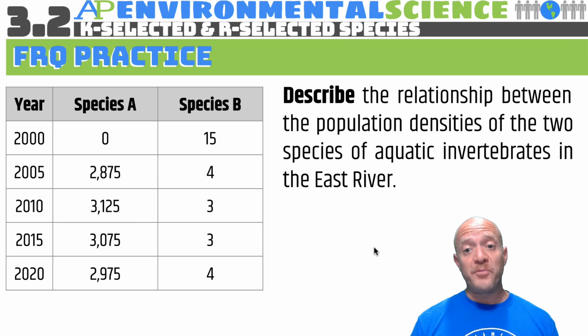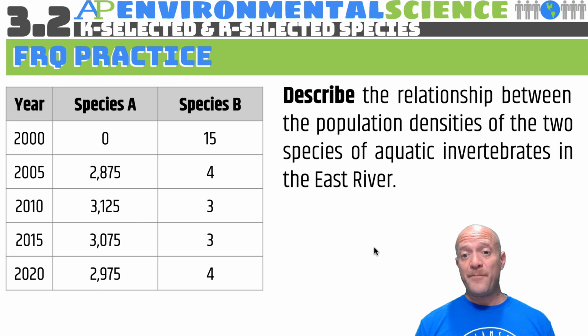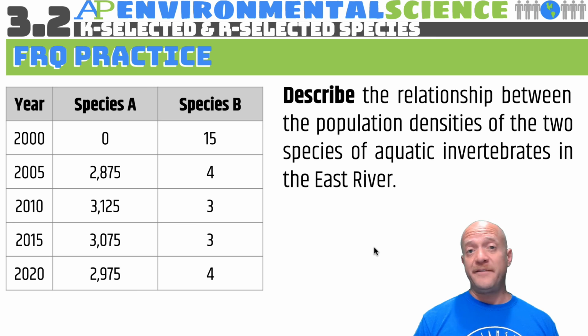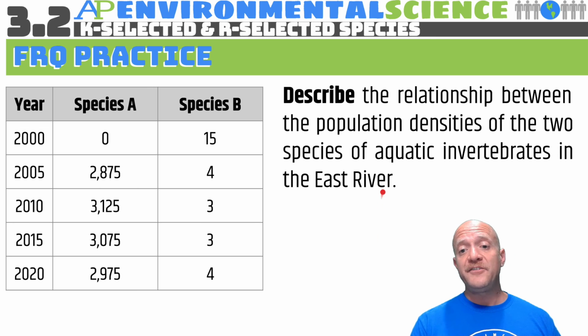Okay, for our FRQ practice, I would like you to look at this table, and we have species A and species B throughout many different years. I would like you to describe the relationship between the population densities of the two species of aquatic invertebrates in the East River. So in your response, I would encourage you to use the vocabulary terms from today's topic.